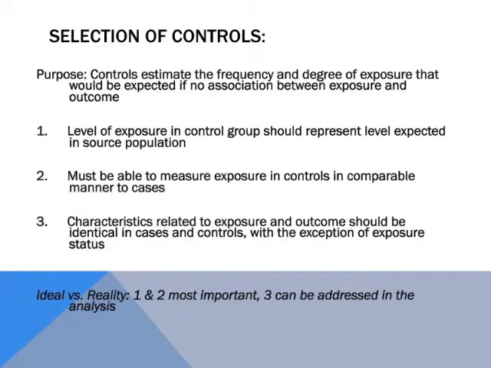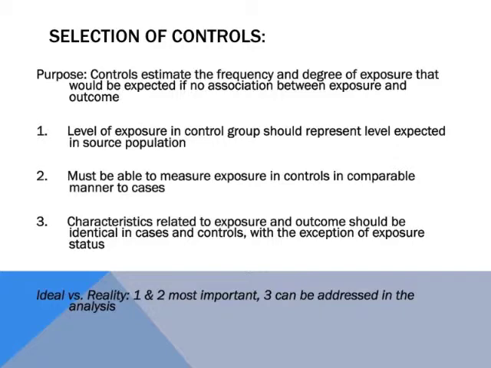The purpose of controls is to estimate the frequency and degree of exposure that would be expected if no association between exposure and outcome existed. This means that the level of exposure in the control group should represent the level expected in the source population.